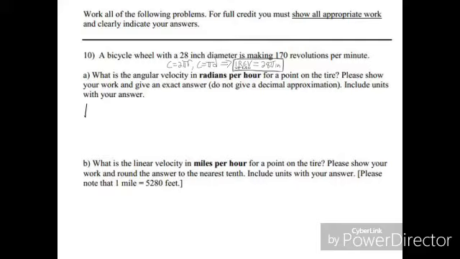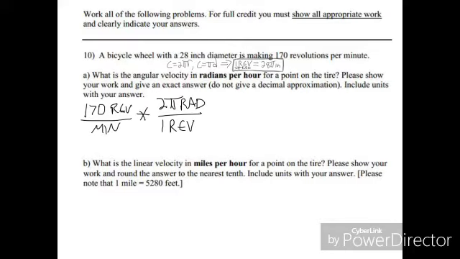Alright, so we start off with 170 revolutions per minute. We know, let's see, what's 1 revolution? 1 revolution is 2 pi radians. That's just converting from revolutions to radians. We are now in radians per minute. Very close. We need radians per hour. So we need to convert 60 minutes, 1 hour. We are now in radians per hour.